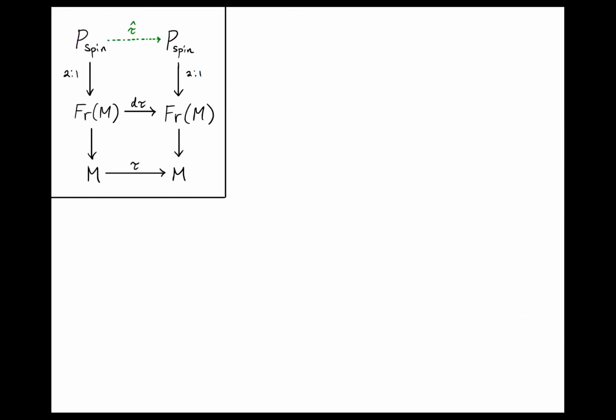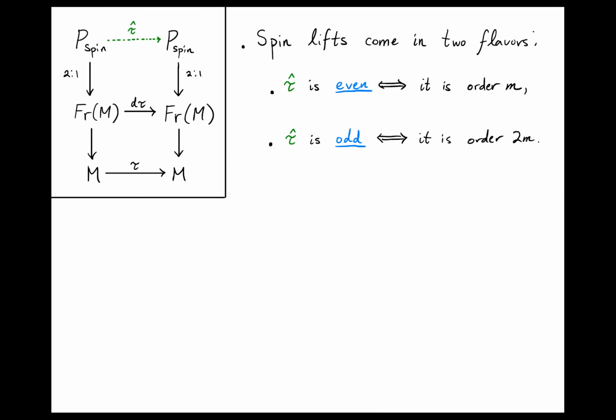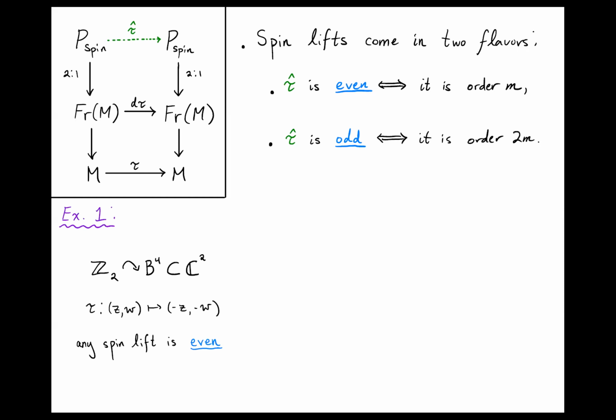Spin lifts come in two flavors, which is kind of peculiar. We say that tau hat is of even type if it's of order m, and of odd type if it's of order 2m. The terminology seems a little backwards, but there's some deep reason for it, which we won't go into. Let's just go into some examples.